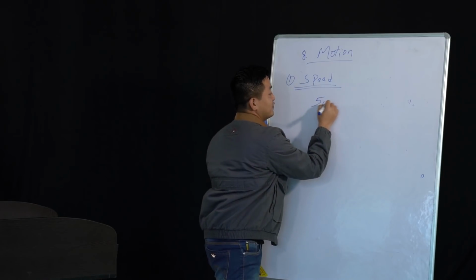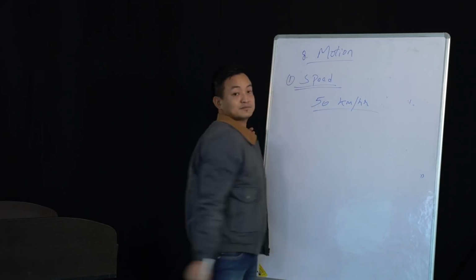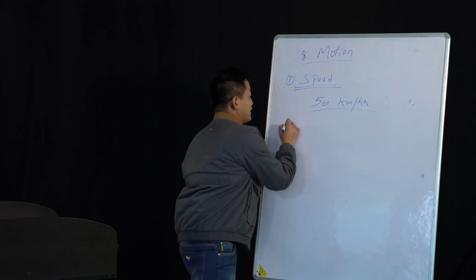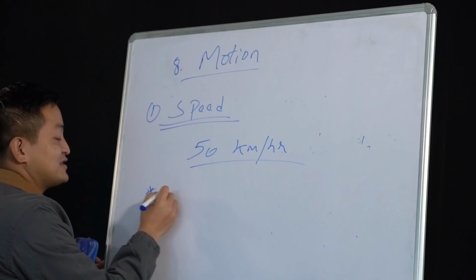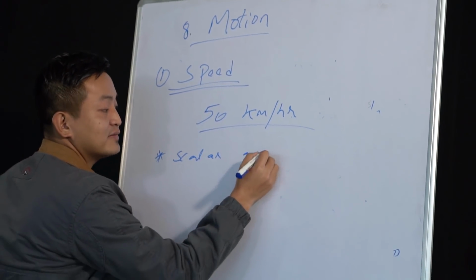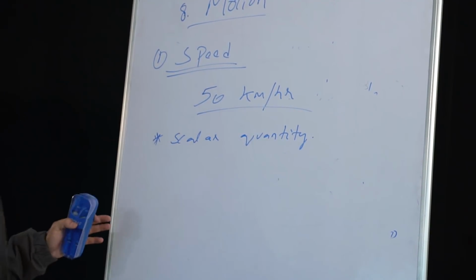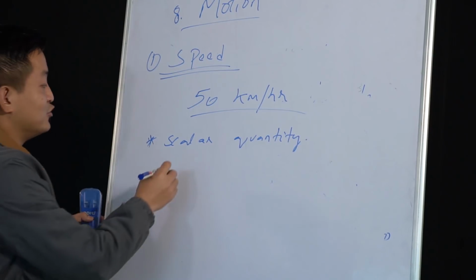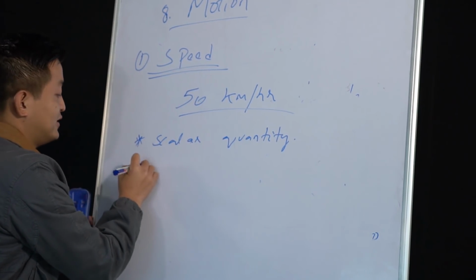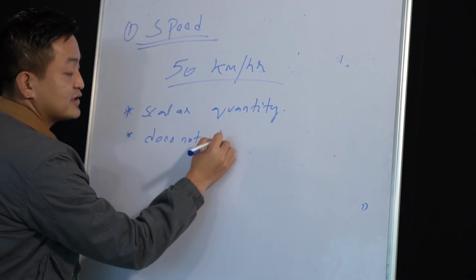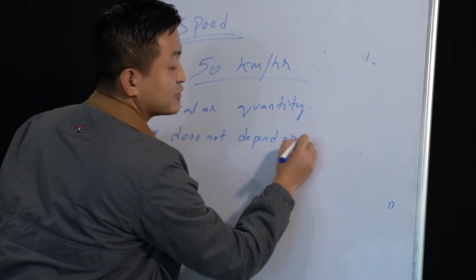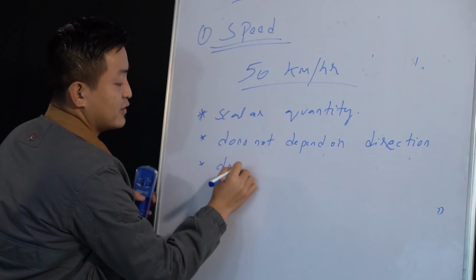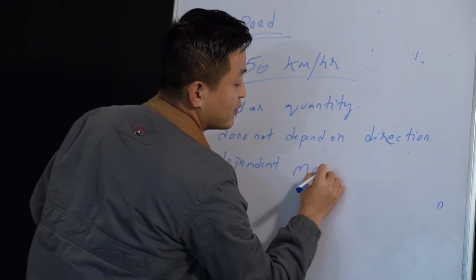I'll show you one example. 50 kilometers per hour. So this is an example of speed. I did not mention any direction. Yesterday, if you recollect what we studied, speed is a scalar quantity. Because speed does not depend on direction, it only depends on the magnitude, which is a numerical value. So speed is a scalar quantity, does not depend on direction, dependent on magnitude only.